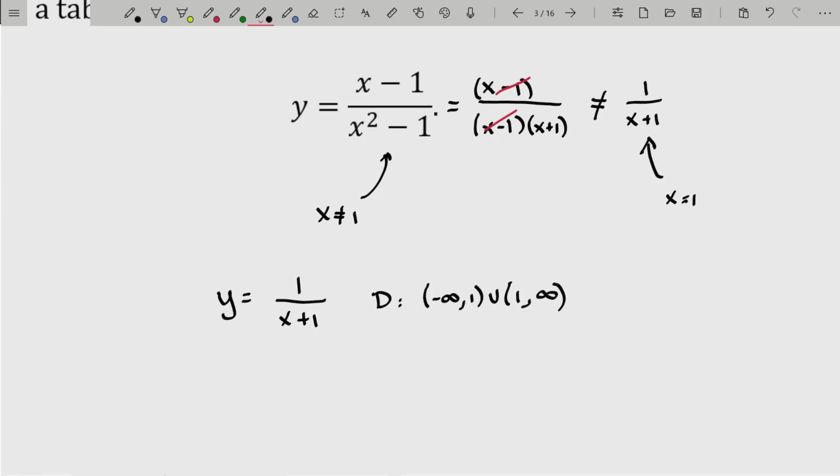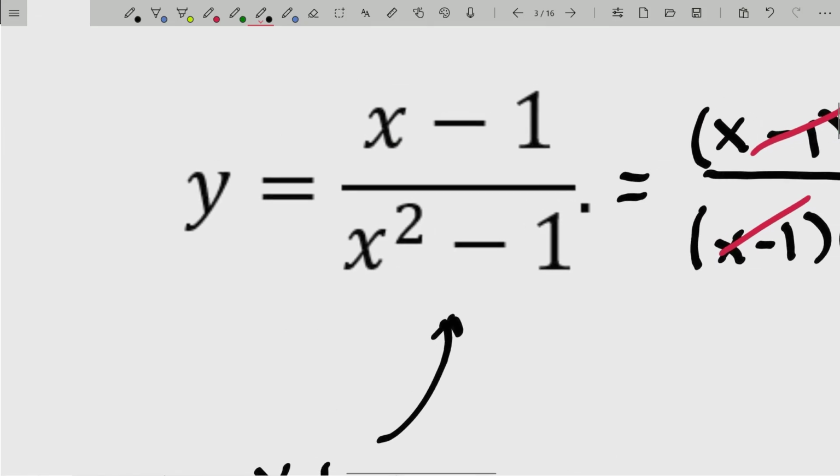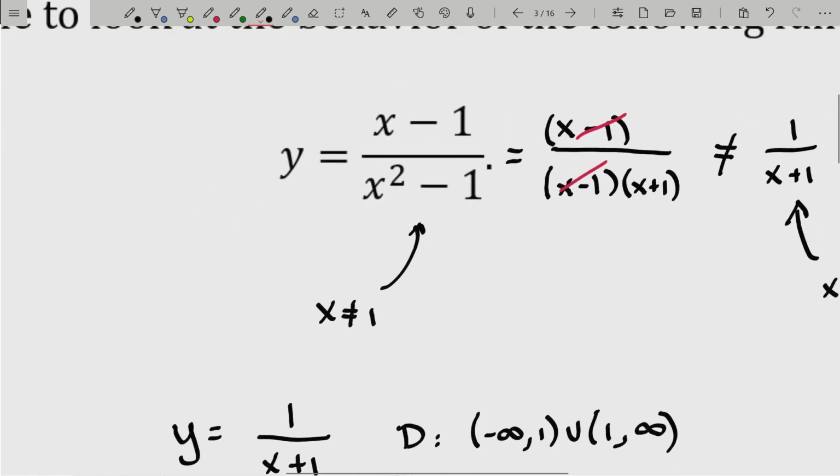It's kind of like that saying, what is it? A team is only as strong as their weakest link, or something like that. I forget exactly what the saying is, but you're only as strong as the weakest link. So the weakest link for this original function is x equals 1. You cannot plug that in. It has a domain issue there.